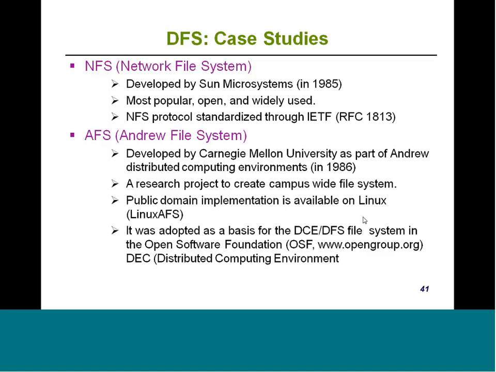The second system that we will study is the AFS, or the Andrew file system. This was developed by Carnegie Mellon University as a part of the Andrew distributed computing environment in 1986. So you can see that they are fairly close. This research project was to create a campus wide file system, and a public domain implementation is available on Unix. It is called Linux AFS. This was also adopted as a basis for the DFS file system in the Open Software Foundation and the distributed computing environment group.